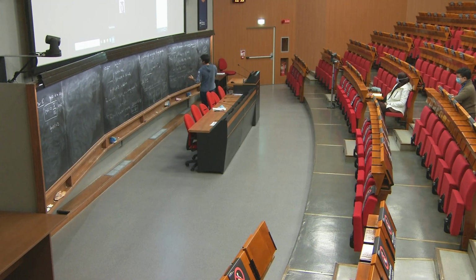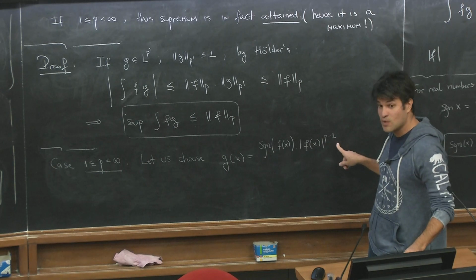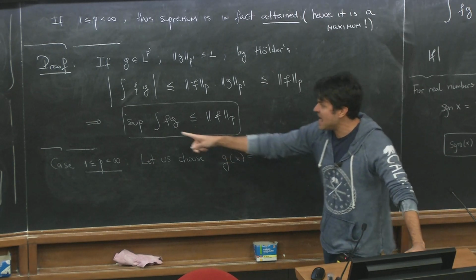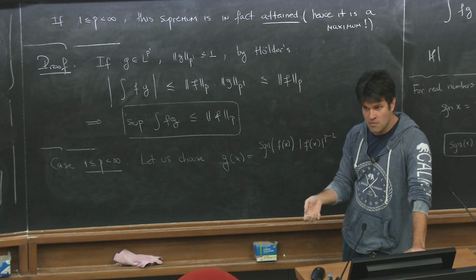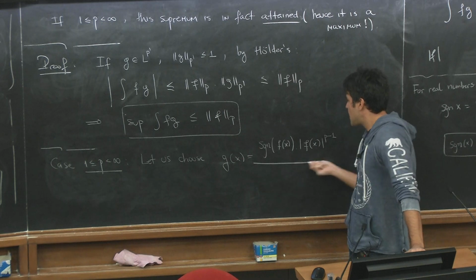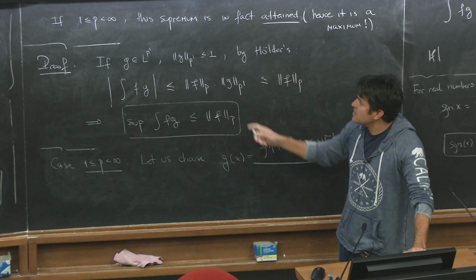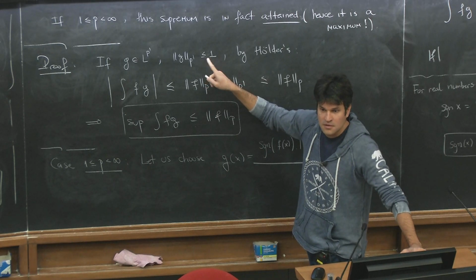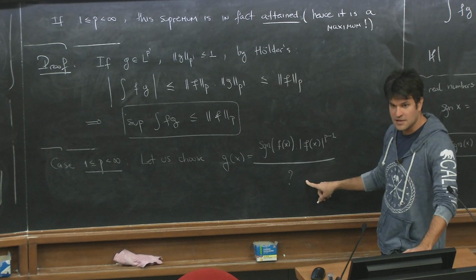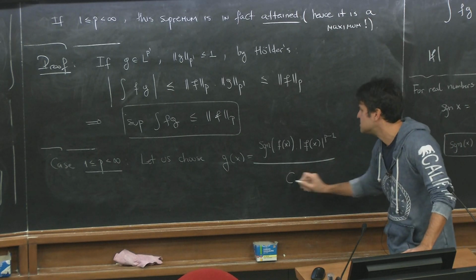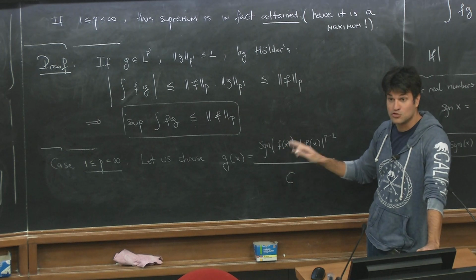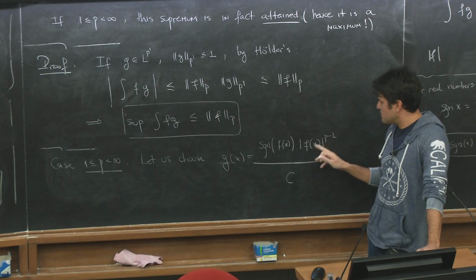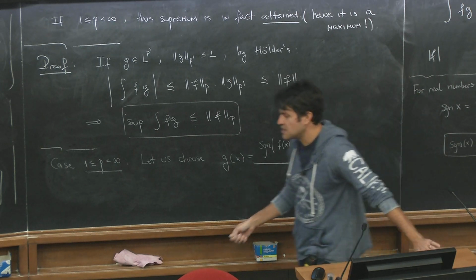Let g of x be signum of f of x, whatever this number is, real or complex, times the modulus of f of x to the p minus 1. So this guarantees that when I multiply this g by f, I will have f of x times signum of f of x, which will be the modulus of f of x. So this is almost what I want. I have to divide by something just to make the norm 1. Let's see what this is. Let's first check that this function, divided by a constant c, actually belongs to L^p prime. Signum is always a real or complex number of modulus 1, times the modulus of f of x to the p minus 1, over a constant.